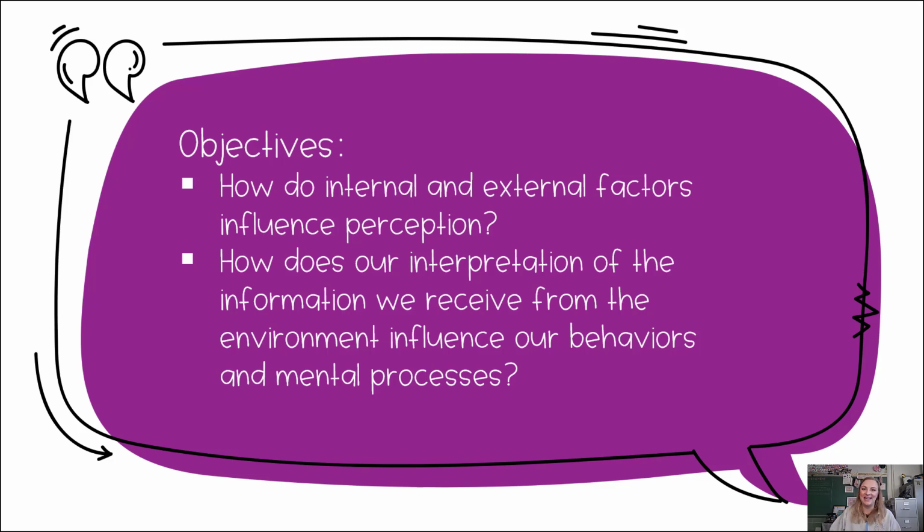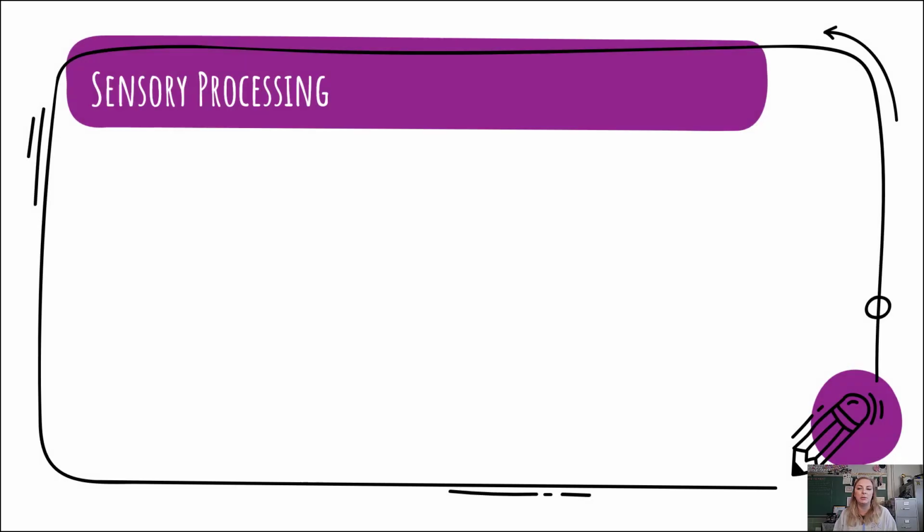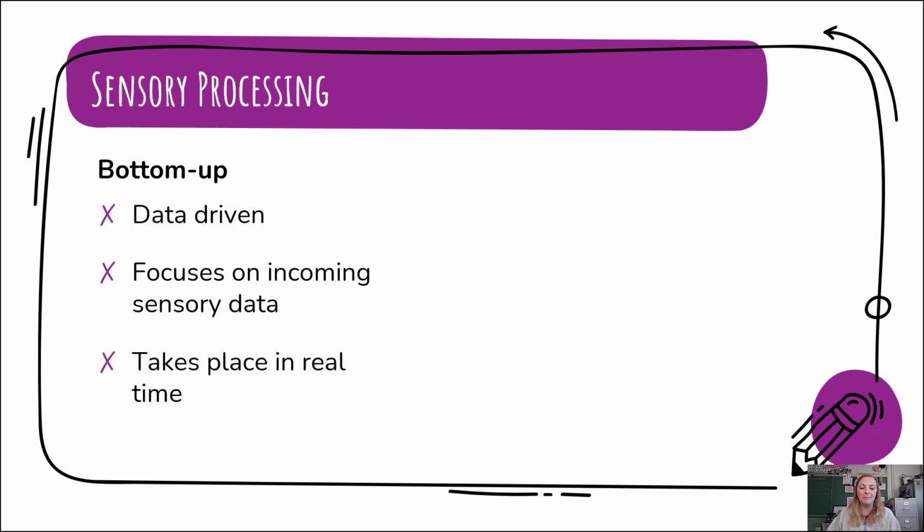So let's go back again to Unit 1 when we talked about sensation. Remember, sensation is the physical information coming into our body. Perception then is our processing of that sensory information. And there are two different types of sensory processing we're going to talk about. The first is called bottom-up processing. Bottom-up processing is data-driven. This is focusing solely on the sensory information coming into our body. This is taking place in real time.